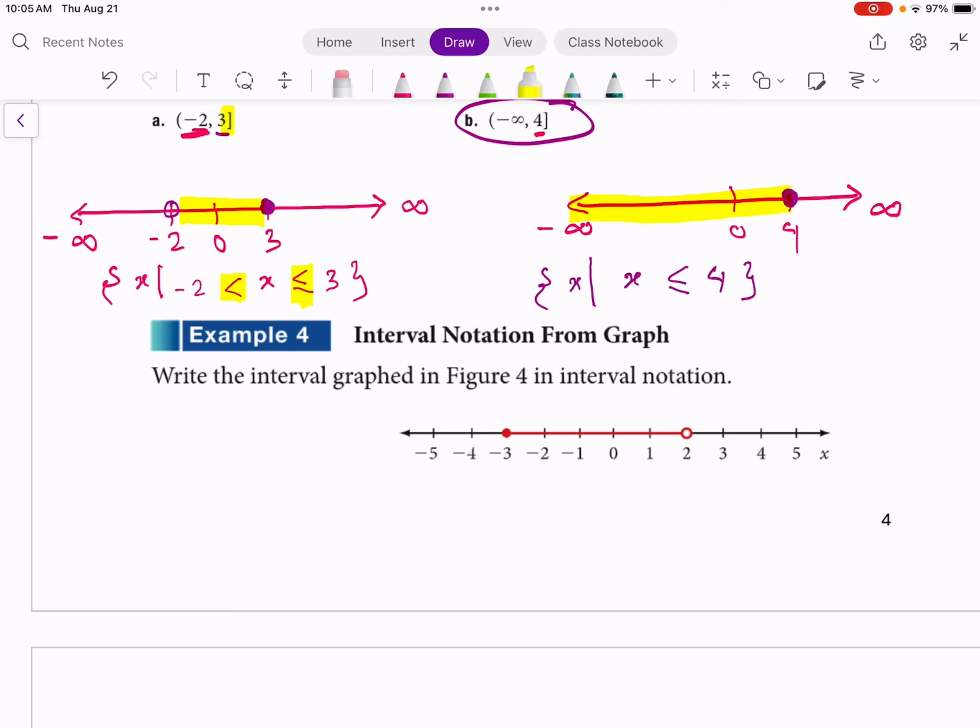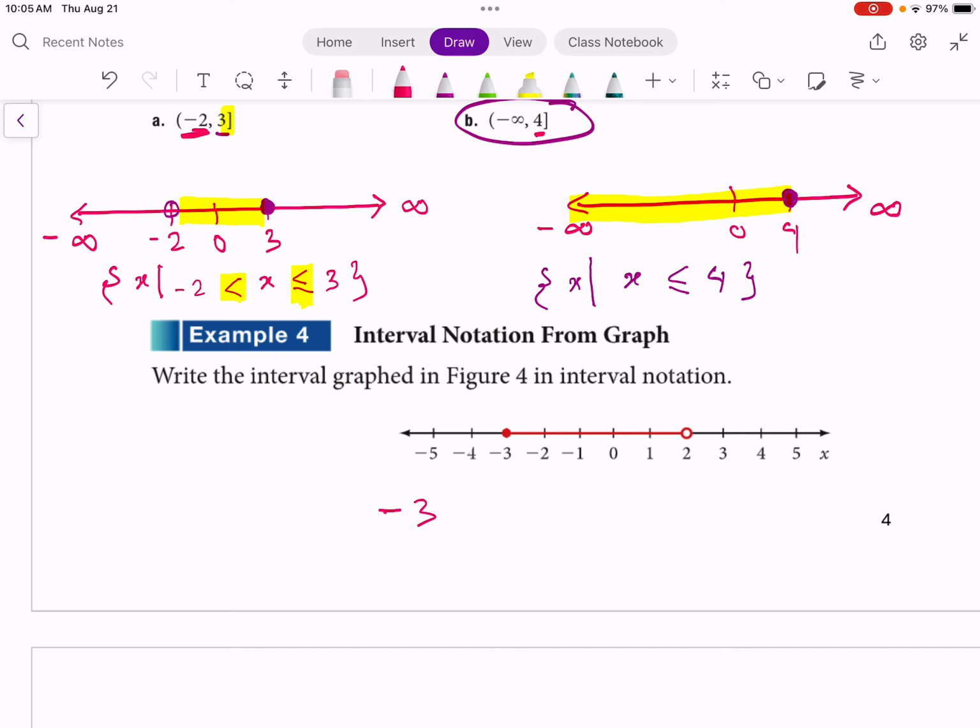So we need to write an interval for this red shaded part. Okay, so this is the shaded part here. Okay, so we have to write an interval for this. Now we always start from left to right. Okay, so what is the starting point here for the graph? So the graph is starting from -3.